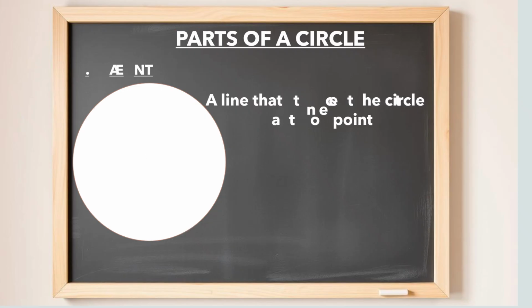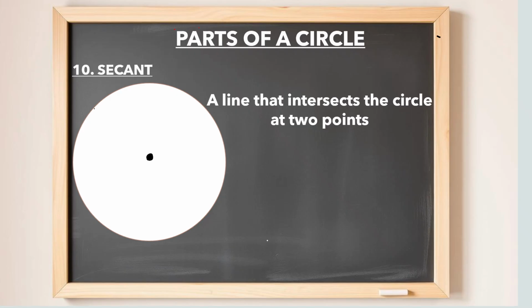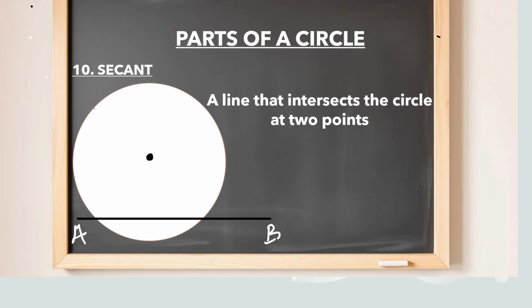Next, we have the secant. A secant is a line that intersects the circle at 2 points. A line that divides the circle at 2 points. You can see it's just like a chord, but it crosses through the circle. Your line A and B are called what? Are called the secant. This is in the interior part, but the tangent is exterior, while this crosses the interior part of a circle.